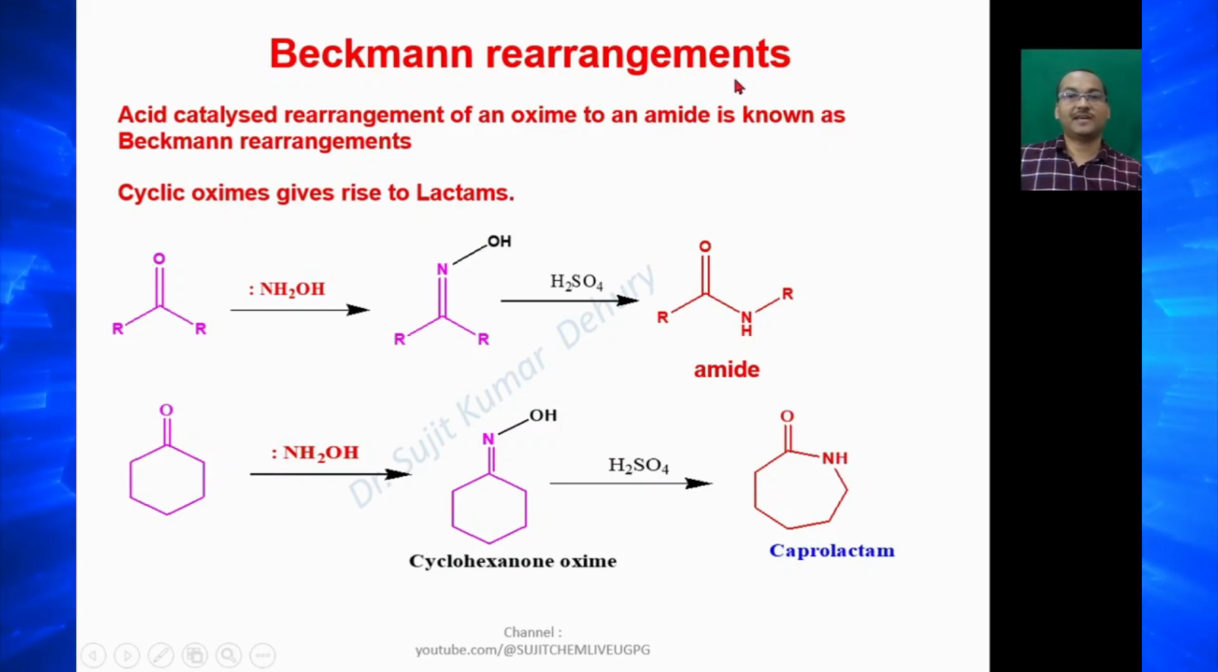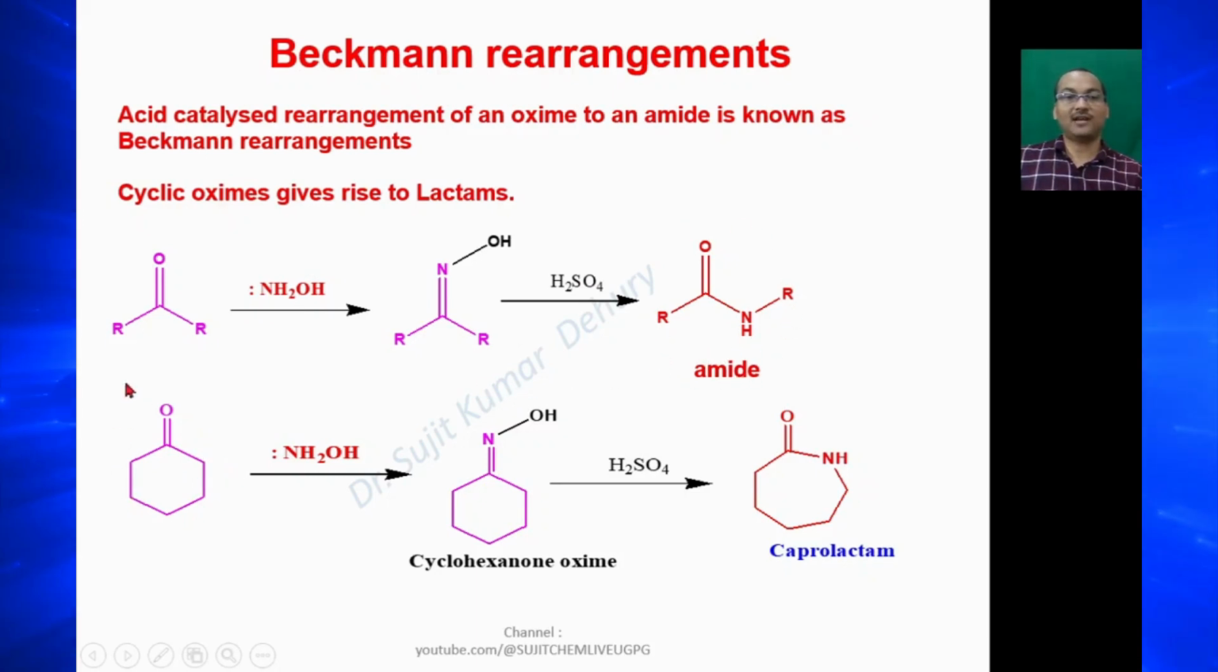Next, what is the Beckmann rearrangement? Acid catalyzed rearrangement of an oxime to an amide is known as the Beckmann rearrangement. Usually cyclic oximes give rise to lactams. If you start with RCOR, it reacts with hydroxylamine, and you end up with an oxime. In the presence of H2SO4 or H plus, you end up with an amide. This is called the Beckmann rearrangement.